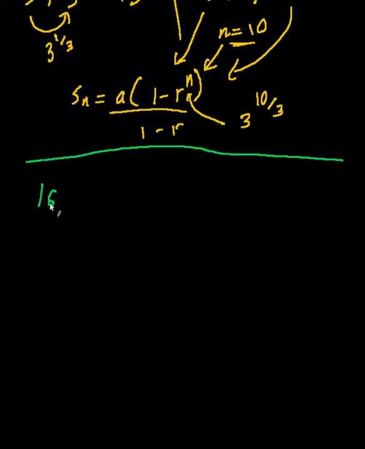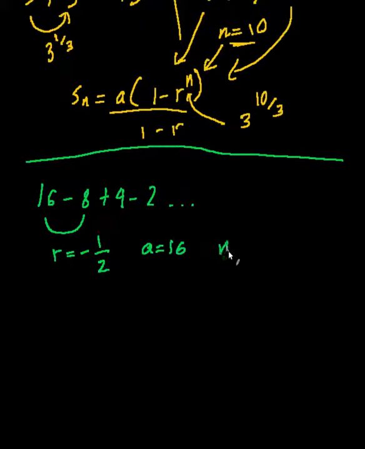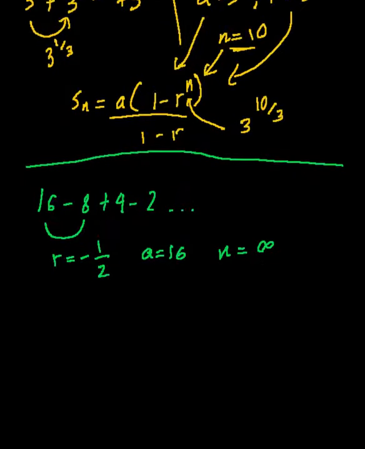So I have 16 minus 8 plus 4 minus 2 and so on. Okay, so if you can see, we're halving it, and also the sign is changing. In that case, the sign matters as well, so you need to know that r is equal to minus a half. Okay, a is equal to 16 given. Now n is going to be infinity. Okay, so I'm going to sum an infinite number of terms.